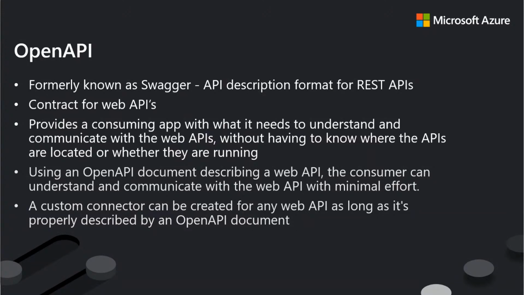It gives the consuming app what it needs to understand and communicate with the APIs without really having to know where it's located and all of that. So when using that OpenAPI document to describe the web API, it gives the ability for the consumer to understand and communicate with that with really minimal effort. And a custom connector can be created for any web API as long as it's properly described by an OpenAPI document. So definitely the best way to integrate within the Power Platform.